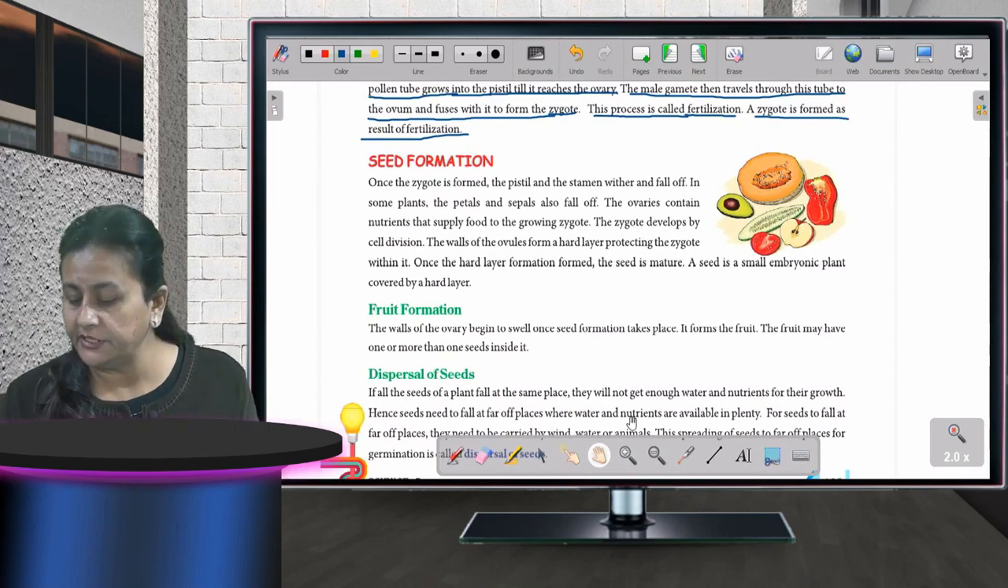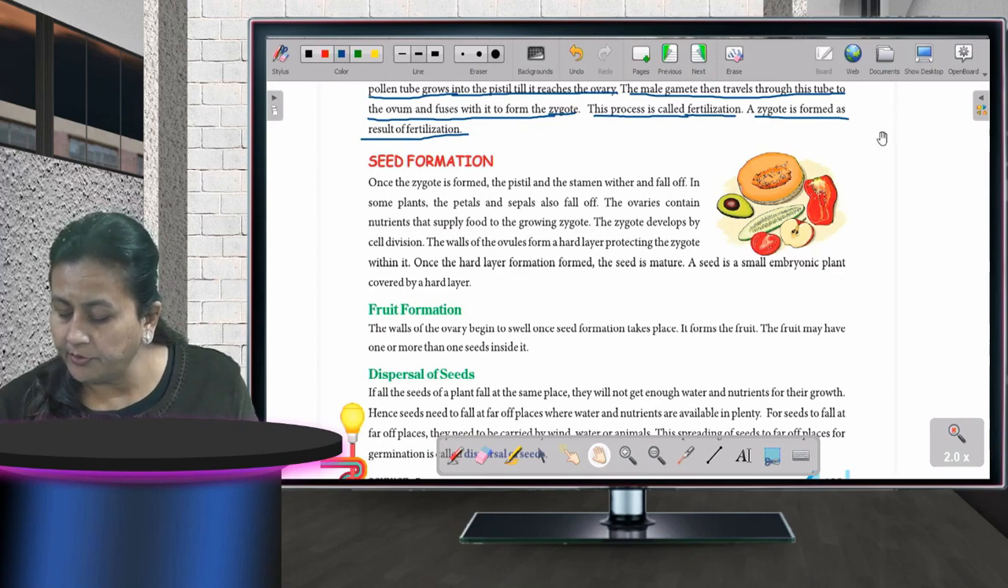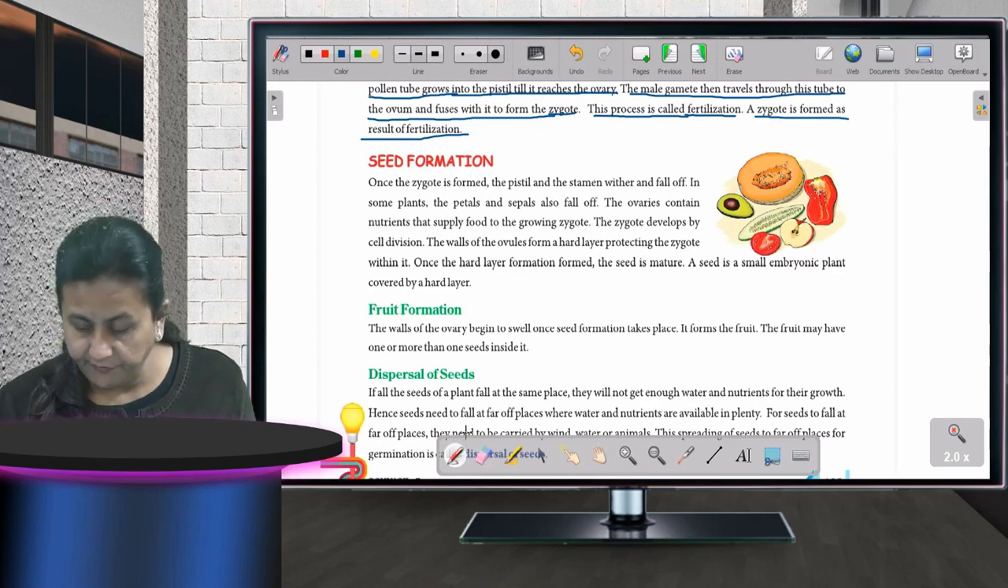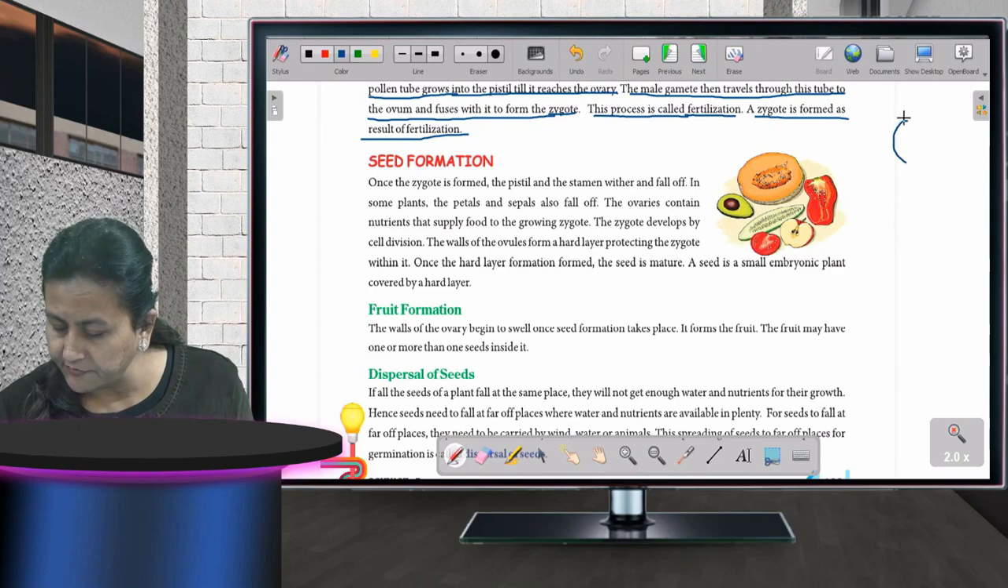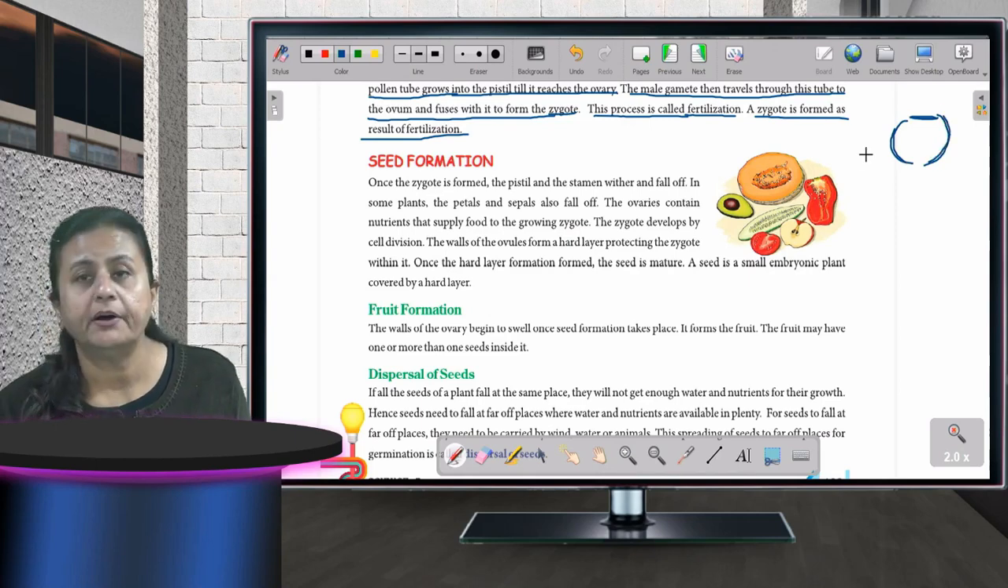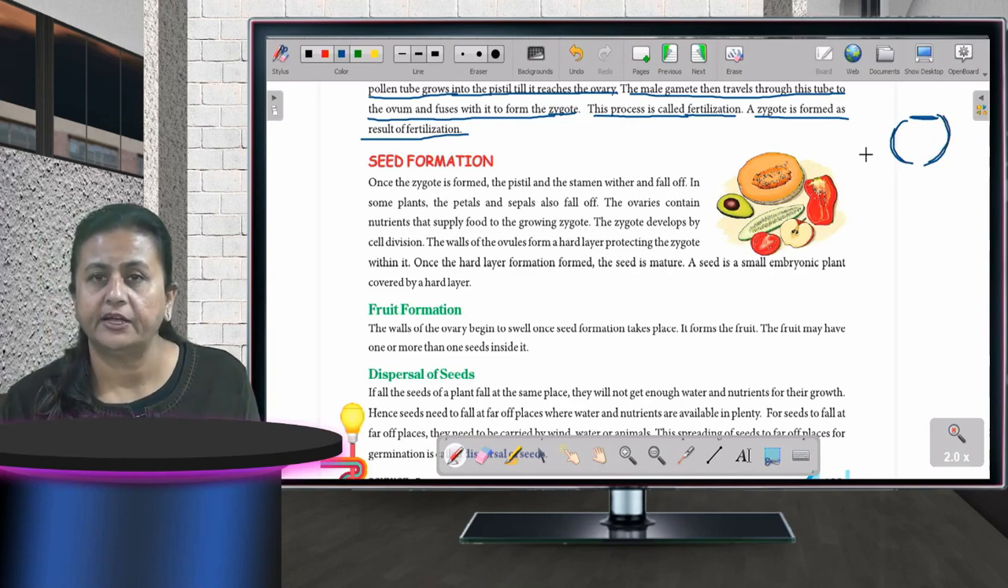Zygote, you must have seen. If I talk about a rose flower, you must have seen that after the petals and all fall, what happens? This is the swollen part. This is a zygote actually. The swollen part is the zygote.